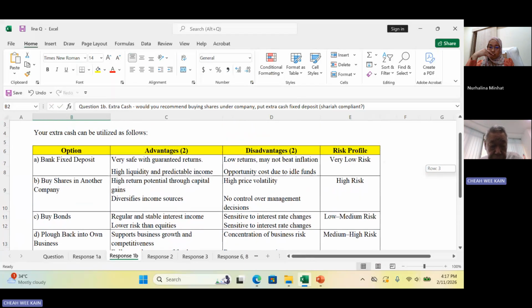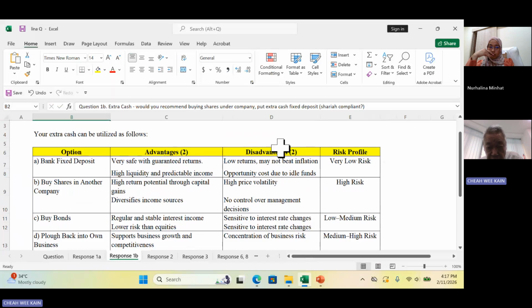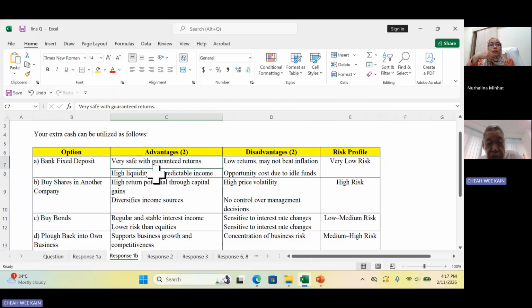Okay, now look at the advantage and disadvantage. I just list down 2, and what is the risk profile? So if you're going to put a fixed deposit, it's not an issue, very safe, because the bank will give you the return unless the bank goes bankrupt, which is very rare. So disadvantage, low return, very low risk. Now you buy shares in another company, high return, potential for capital gains, but you have to worry about high price volatility.